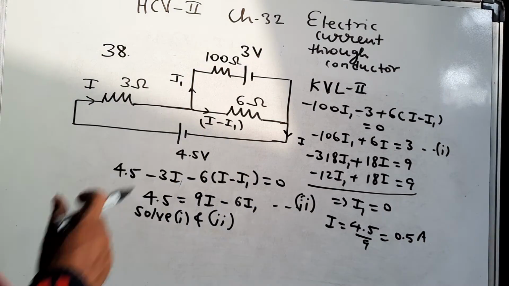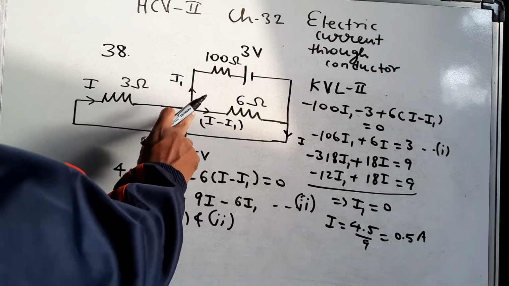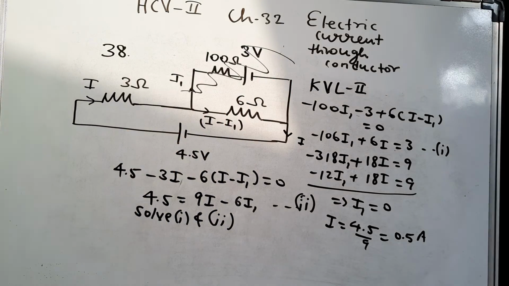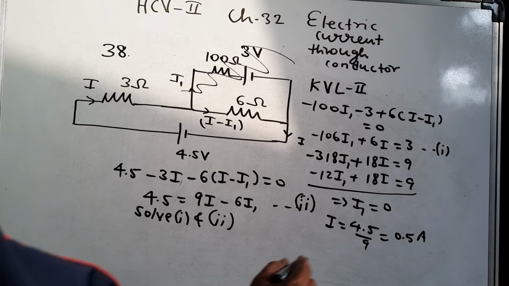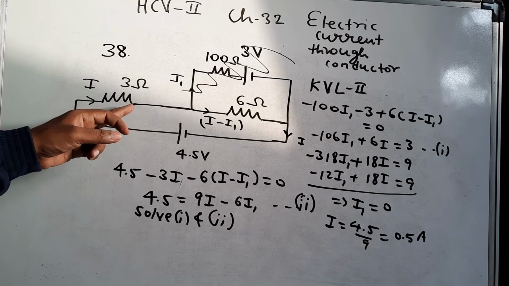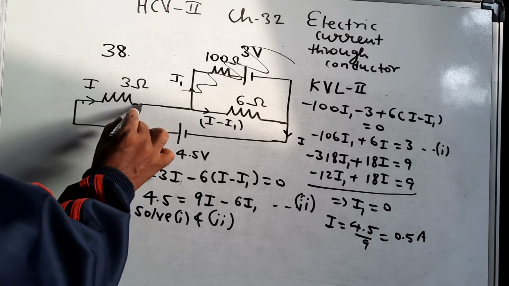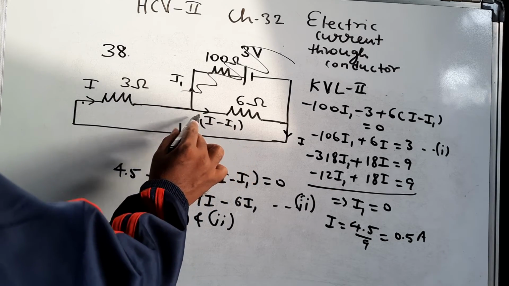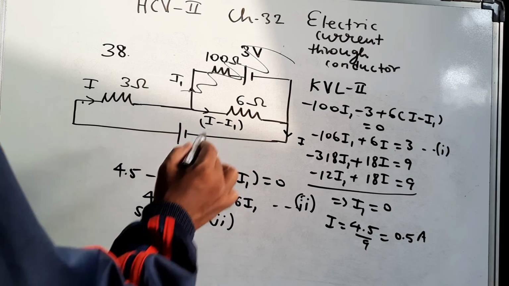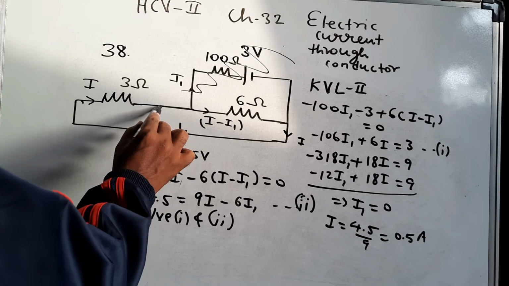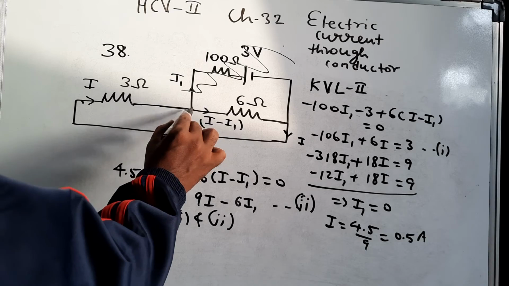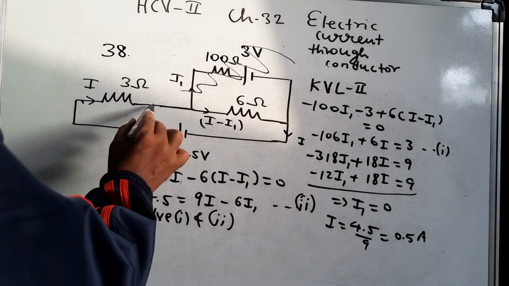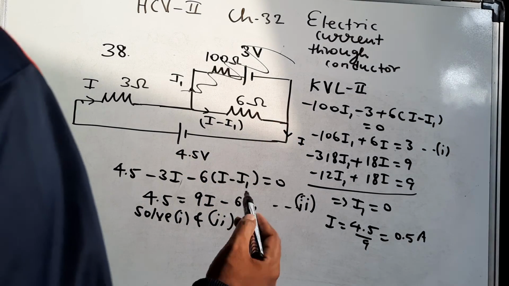6 plus 3 is 9, and 9 into 0.5, because if there is no current flowing here, this whole branch is going to be cancelled, and this 0.5 ampere will pass here, so it is 4.5. From here to here potential fall will be 3 into 0.5, which is 1.5, and again the current flowing is 0.5, so 0.5 into 6 is 3. So here potential falls by 1.5, and from here to here it falls by 3 volt, so 1.5 and 3 becomes 4.5. It's all consistent.